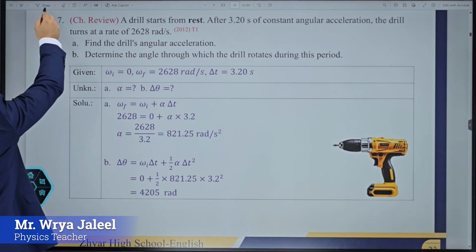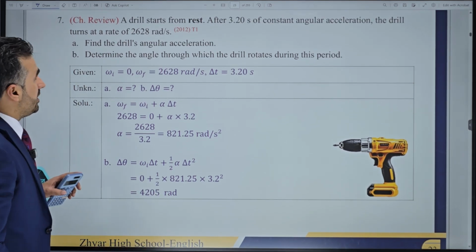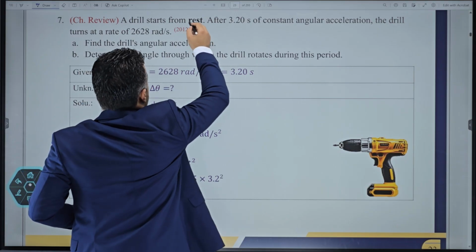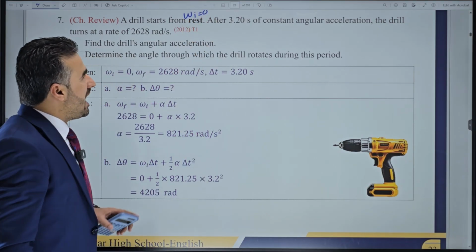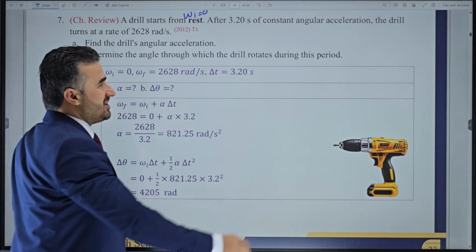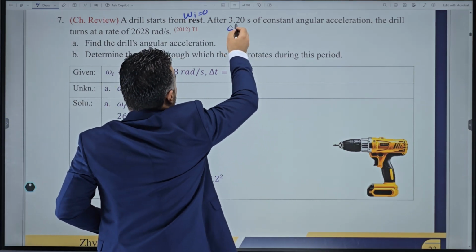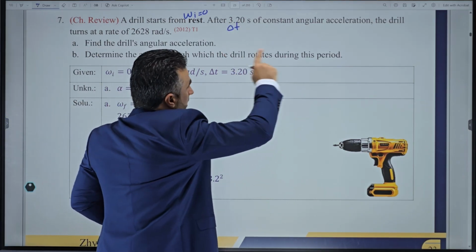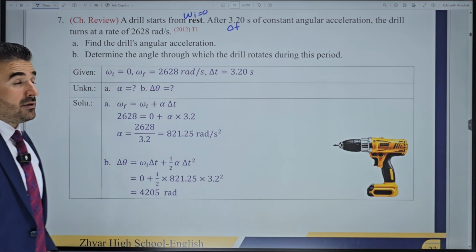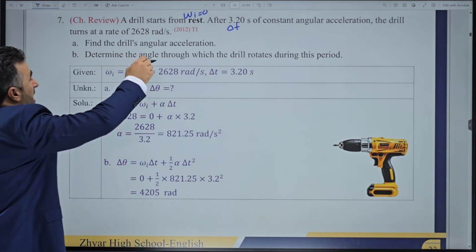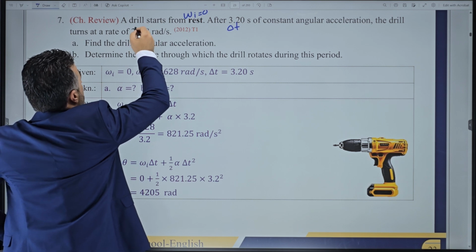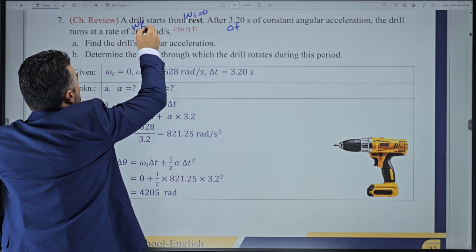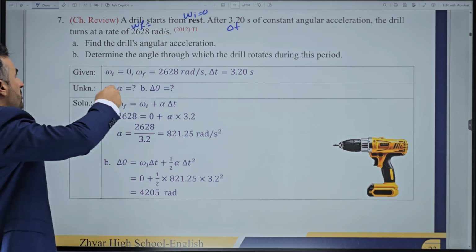It says a drill starts from rest. Now here's a keyword. Starting from rest, what does it mean? That means omega initial is 0. Well done. It says after 3.2 seconds, isn't this the delta t here? Yes, so this is delta t. Of a constant angular acceleration, the drill turns at a rate of 2628 radian per second. Can I say this is omega final? Yes.